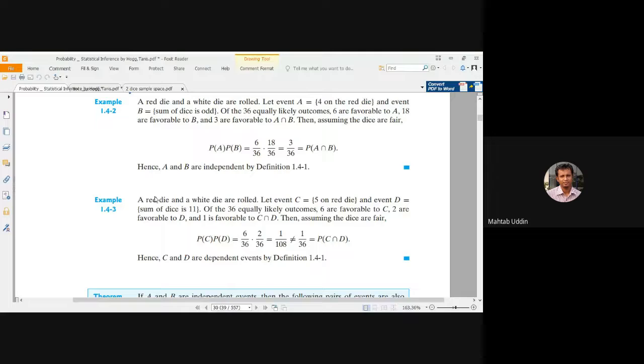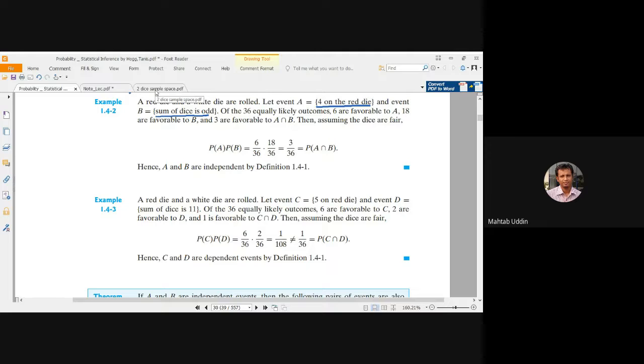Look at this. A red die and a white die are rolled. Rolled means they are thrown. Let A be the event 4 on the red die, okay? And B be the event sum of dice is odd. Okay, let us see.